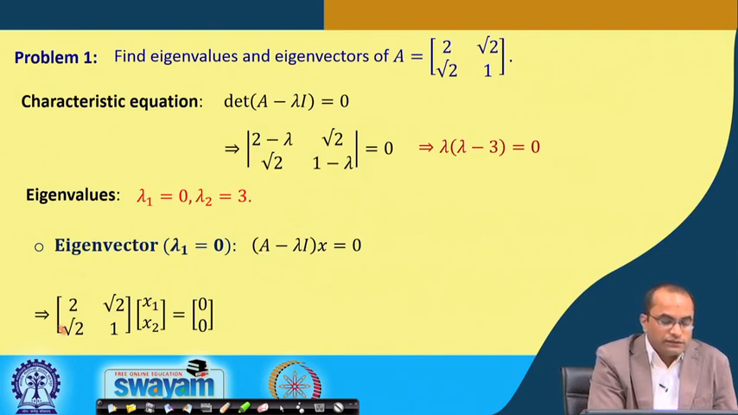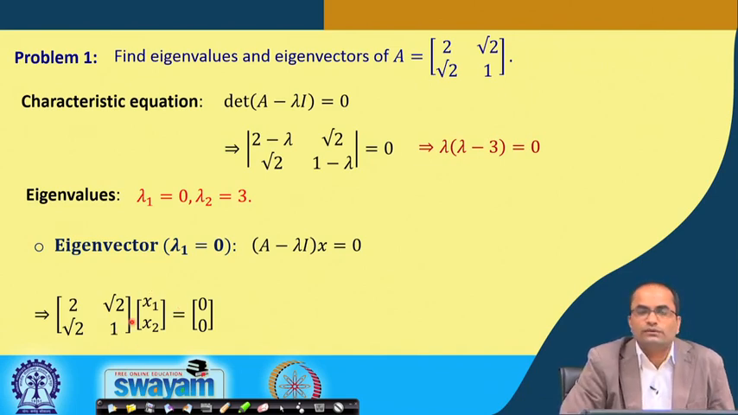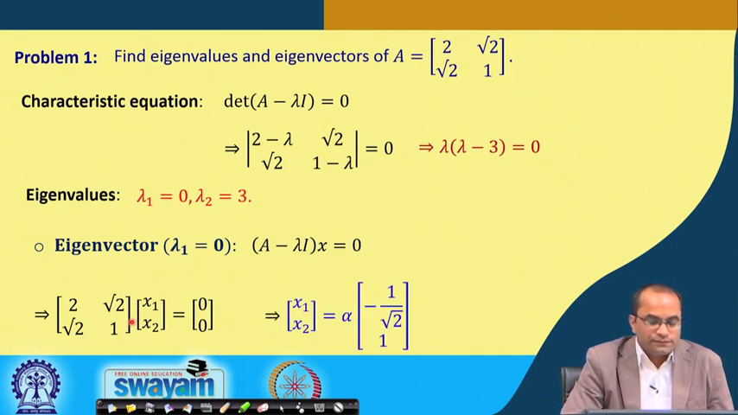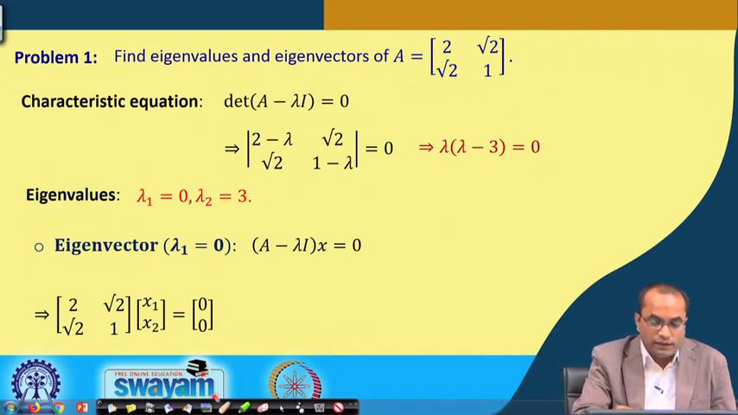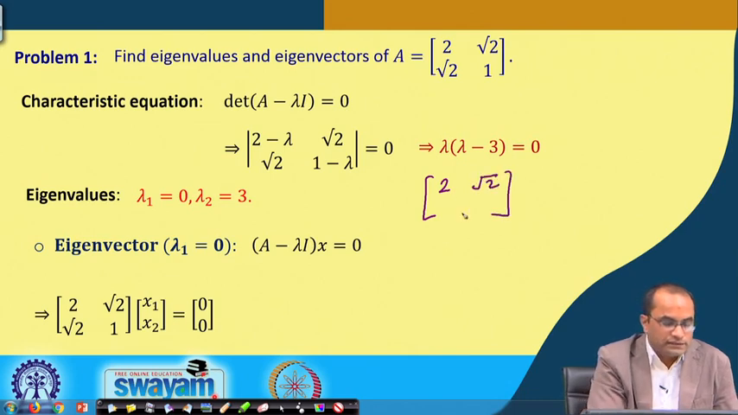So, here getting to this A, here we have 2, square root 2 and square root 2, 1, and then the vector x 1, x 2 is equal to 0. So, we need to solve this equation. So, how to get this one? Let us just take a while here. So, this 2 and square root 2, that is the first row, which we can keep as it is. The second one is square root 2 and 1.